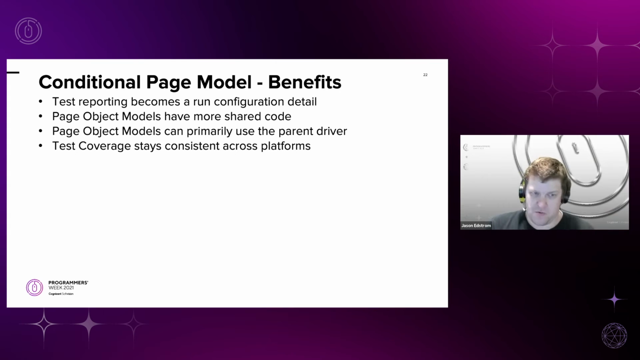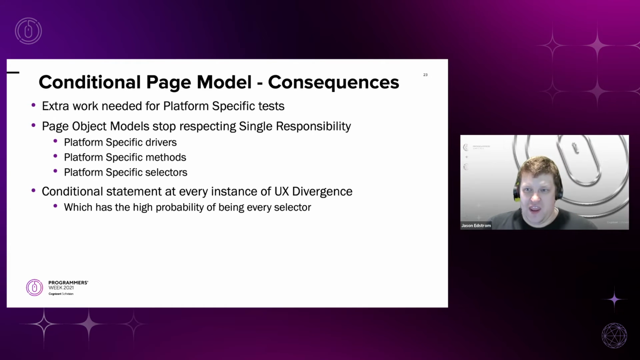So this is a situation where we have one test class, so we know that if it's in Android, it's most likely in iOS, unless we've told it to be an Android or iOS only test. And then the consequence of the conditional page model is extra work for platform specific tests. There will be times where the piece of functionality is not in iOS in the page object model. So therefore, you're going to have to elegantly handle those scenarios.